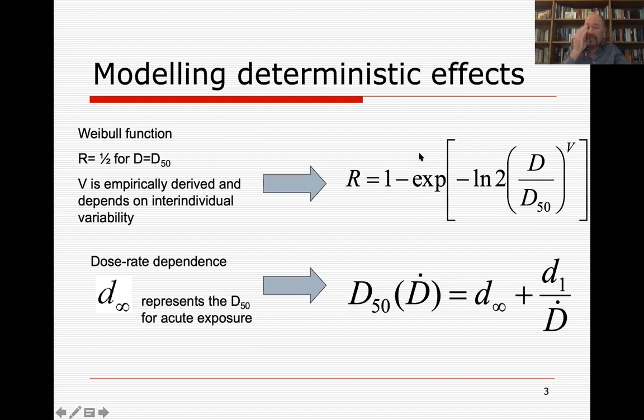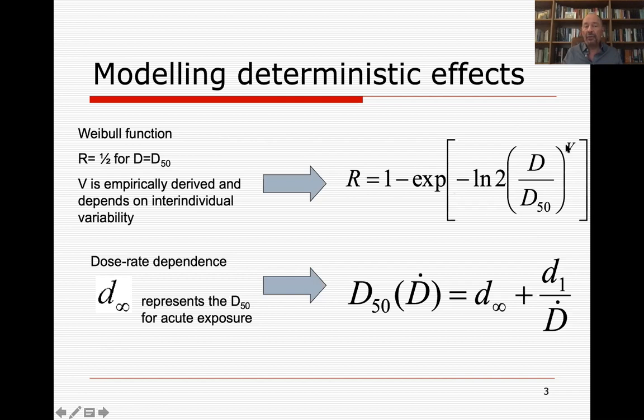So how do we describe the deterministic effects? Generally, the function used for describing the deterministic effect is always a sigmoid. There are different types of sigmoid, one which is very much used mostly in radiation protection, not so much in radiation therapy, is the Weibull function. The Weibull function gives you the risk of deterministic effect, and is 1 minus the exponential of minus logarithm of 2 to the power of D divided by D50 to V.